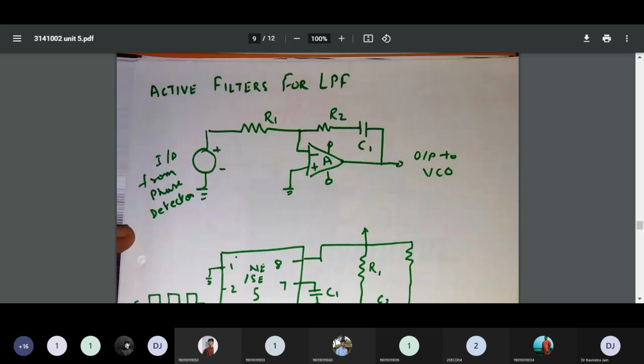Once we have drawn the diagram, then we will proceed further. Please let me know once you have drawn the diagram.